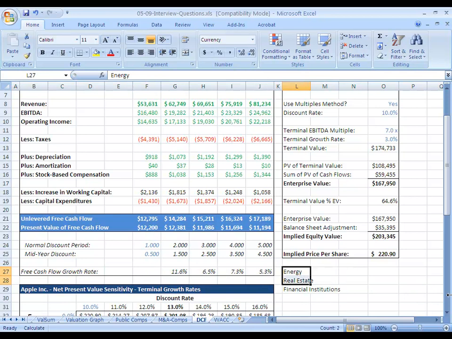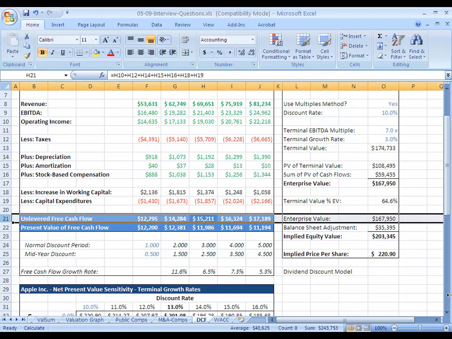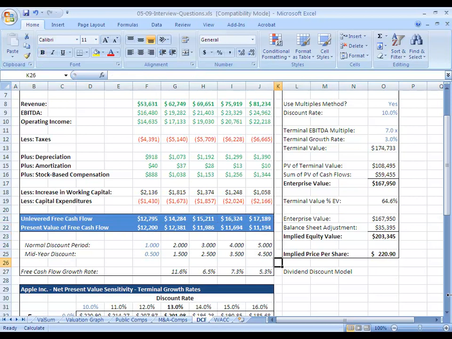For financial institutions, what you do is you do something called a dividend discount model instead. And basically, the idea here is that for a financial institution like a bank, it doesn't make any sense to look at unlevered free cash flow, because interest is a huge part of a bank's business model. That's how they earn revenue. So what you do instead is you look at their dividends and their PE ratio and their EPS, and you do an analysis based on that instead.